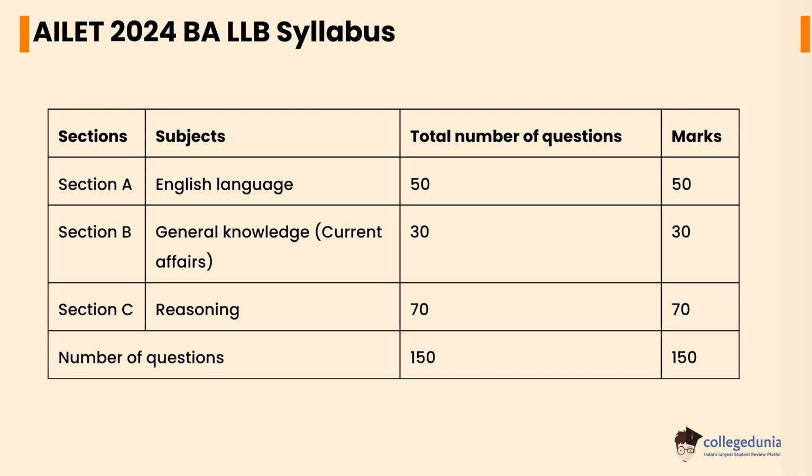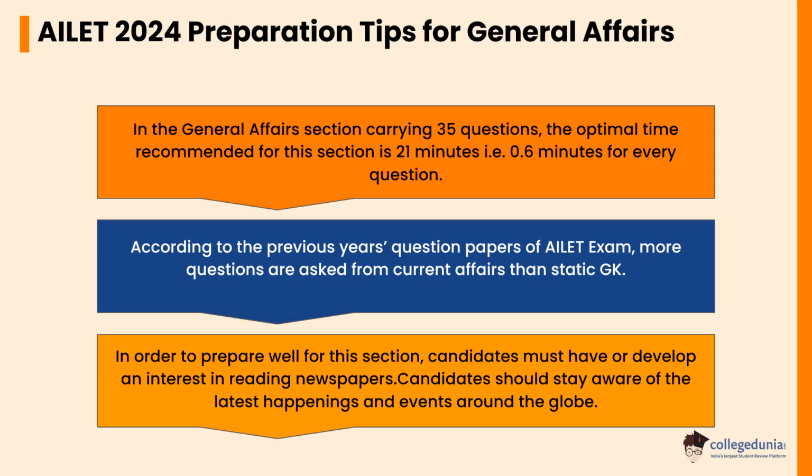Let's check the AILET 2024 preparation tips for general affairs. In the general affairs section carrying 35 questions, the optimal time recommended for this section is 21 minutes. That is 0.6 minutes for every question. According to the previous year question papers of AILET exam, more questions are asked from current affairs than static GK. In order to prepare for this section, candidates must have or develop an interest in reading newspapers. Candidates should stay aware of the latest happenings and events around the globe.